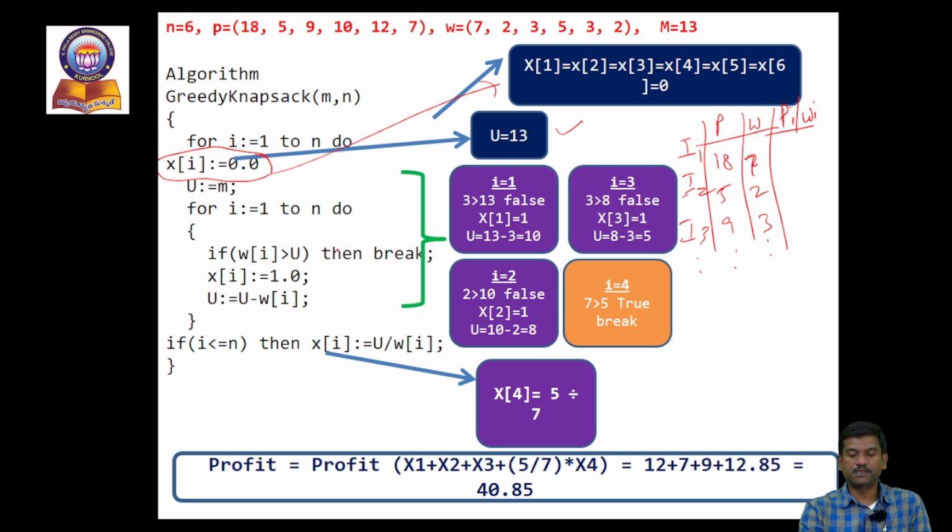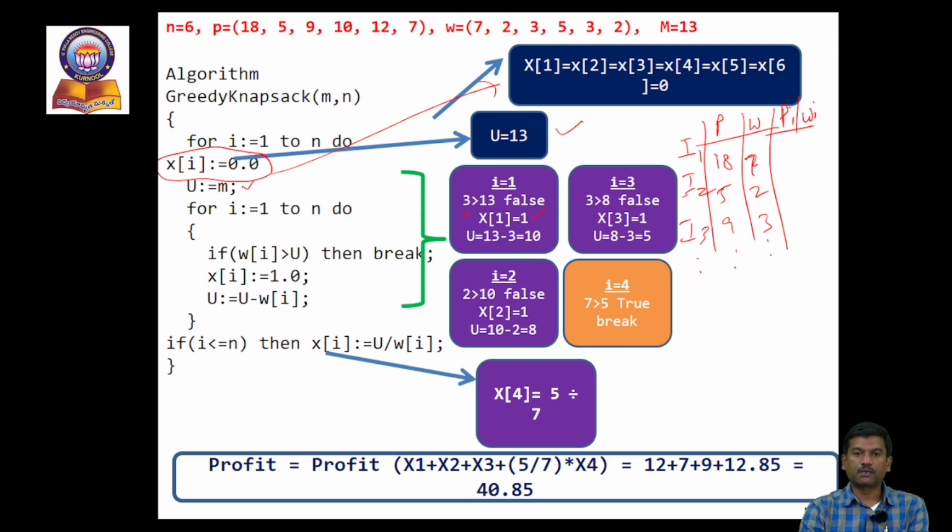Based upon this, check whether w of i is greater than u. The weight of the first item is equal to 3. Once you calculate pi by wi, whichever is the maximum one is your first item. So, is 3 greater than 13? What is this 13? That is u. Since initially you have assigned u equal to m, that is the knapsack capacity. So 3 is greater than 13 is a false condition. If it is a false condition, then take the entire first item, that is x1 equal to 1.